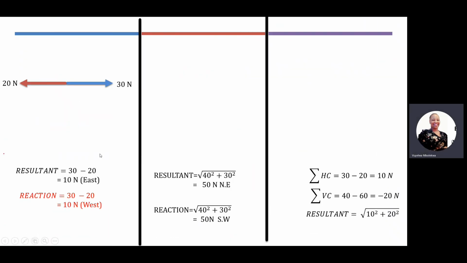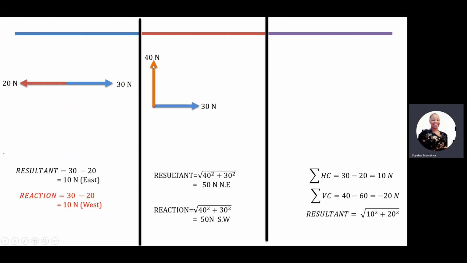Now, a reaction force is calculated the same way we calculate the resultant force. It will just be in the opposite direction. If you look at this example, here we have 20 newtons west, 30 newtons east. A resultant will be 10 newtons east, but a reaction force will be 10 newtons west.